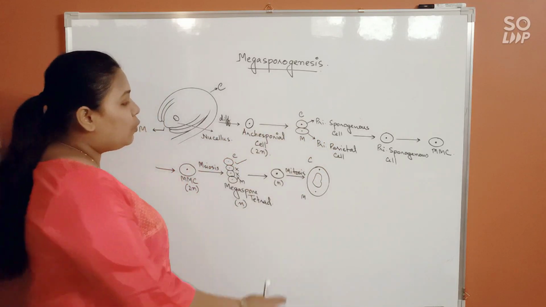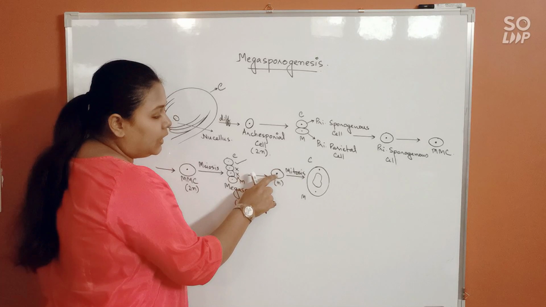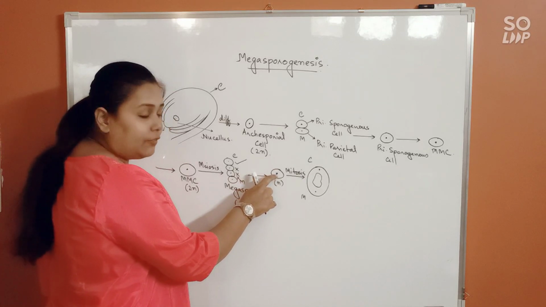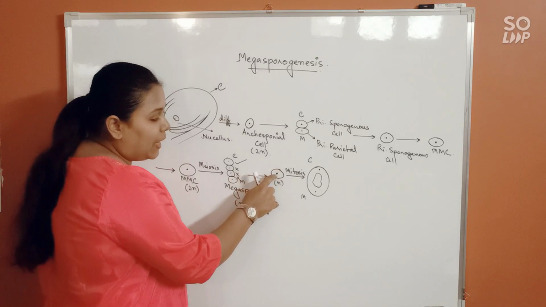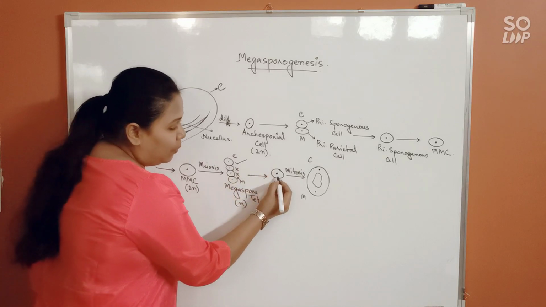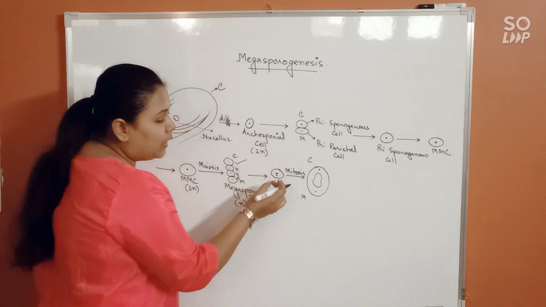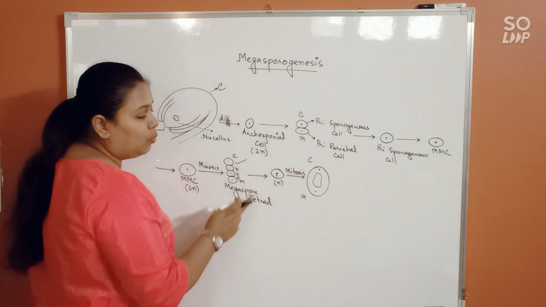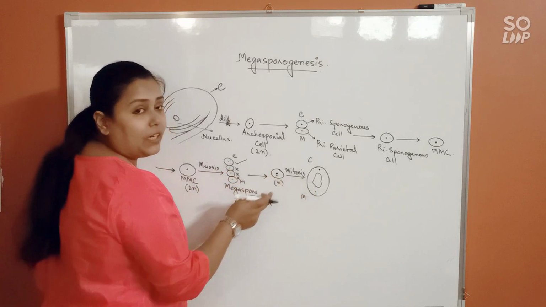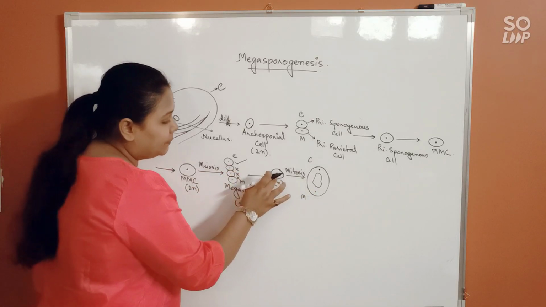Understood? So one round of mitosis will occur in the nucleus of the megaspore that has survived, and as soon as the mitosis happens, 2 nuclei will be formed like this, and these 2 nuclei will then be pushed towards opposite poles. Why? Because in between them a vacuole will develop. Understood this?